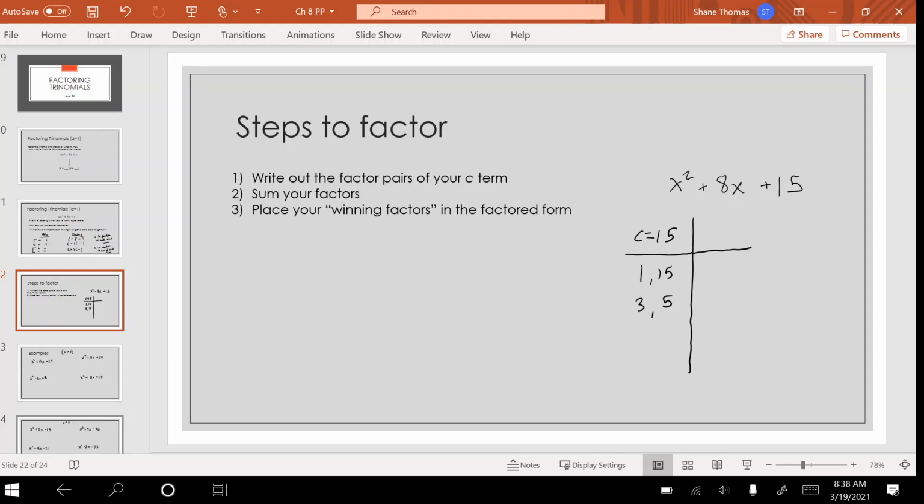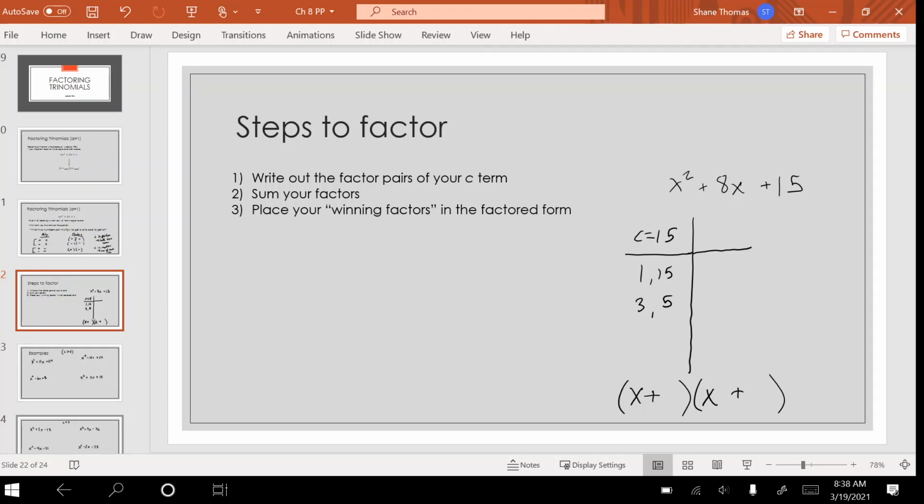All right, this is a positive 15, and if I look, both numbers are positive up here, right? B is positive, C is positive. So I know right away that I'm going to have an answer that looks like this. Correct? All right. And my A term is 1, so I'm always going to have just an X as the first term in both of my parentheses. So that's what I'm working with to start with. I just have to fill in the two numbers now.